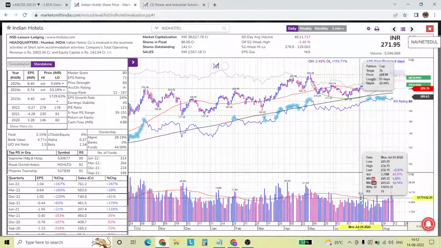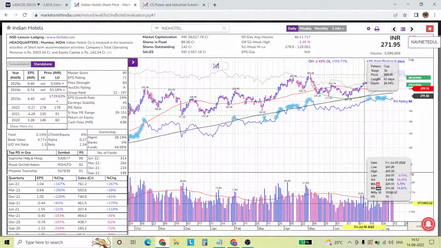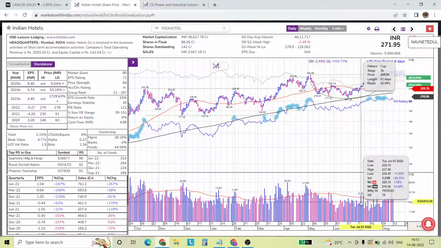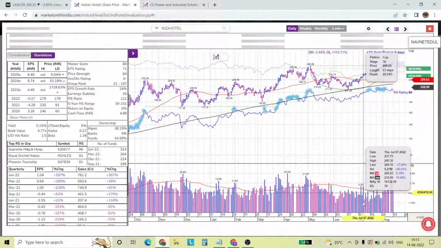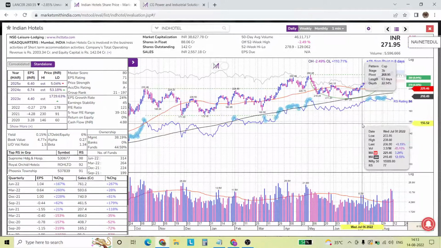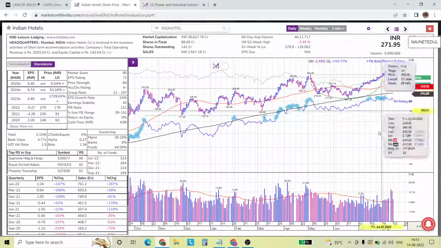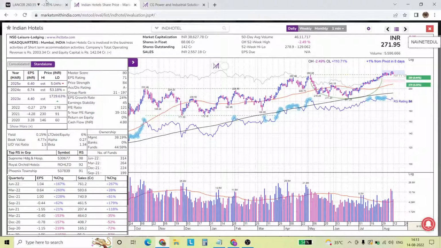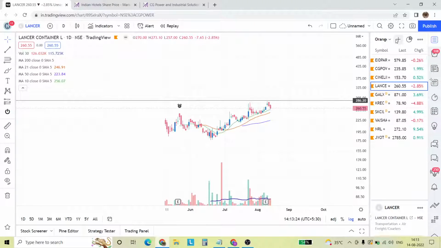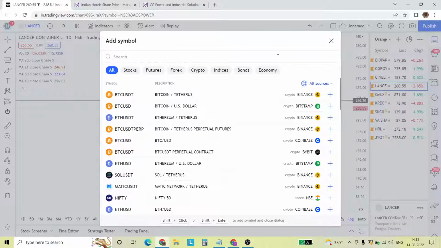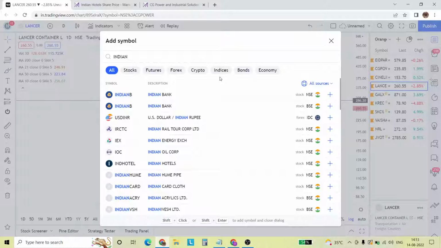The larger volume, what kind of candle is the larger volume doing? It's a blue candle, blue or green, whatever. It's a good candle, right? So I think this is good. Relative strength is above 80. I like this. Let's add this. Indian Hotels.